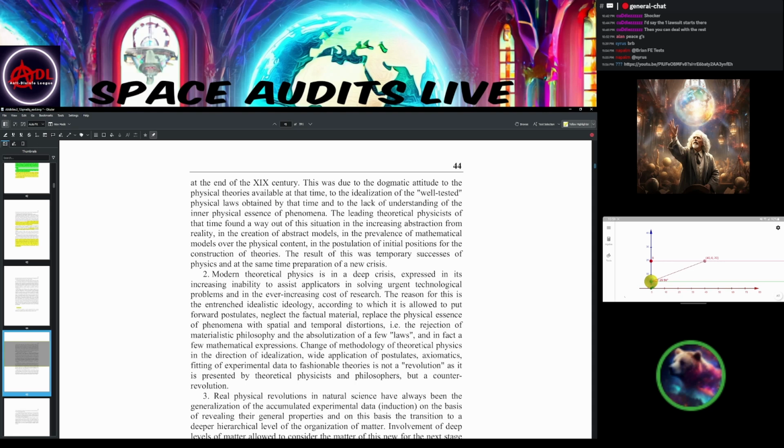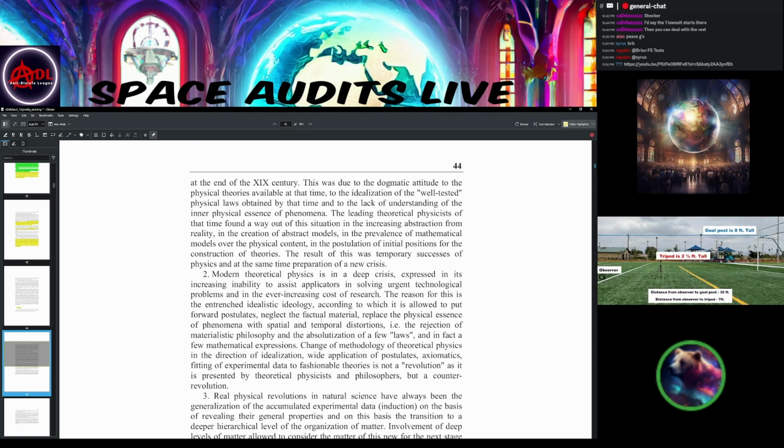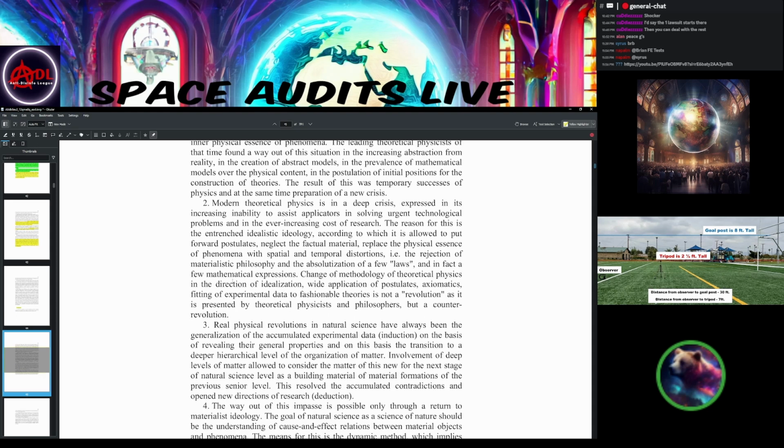Change the methodology of theoretical physics in the direction of idealization, widespread application of postulates, axiomatics, fitting of the experimental data to fashionable theories is not a revolution as it is presented by theoretical physicists and philosophers, but a counter revolution. Oh, that's an interesting way to word it. It was a physics counter revolution.